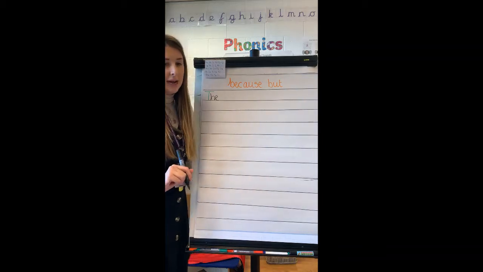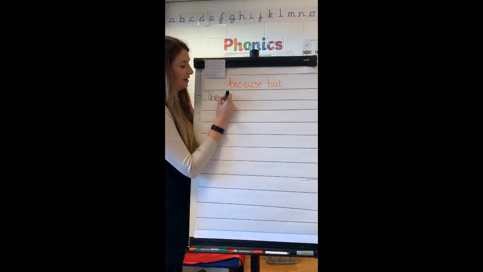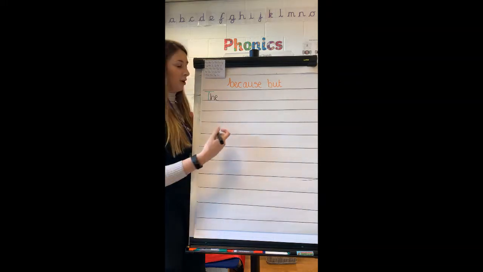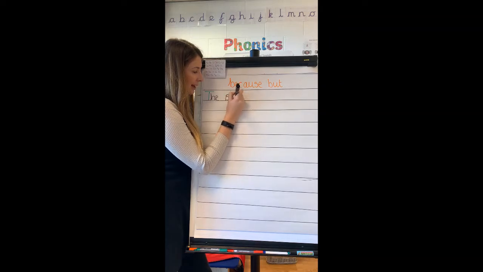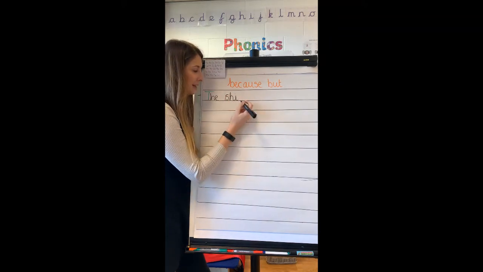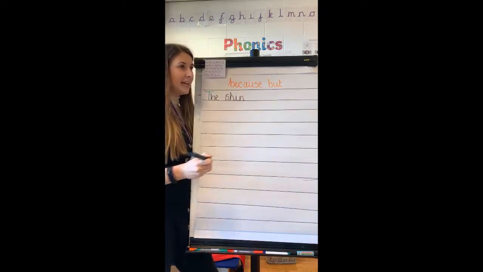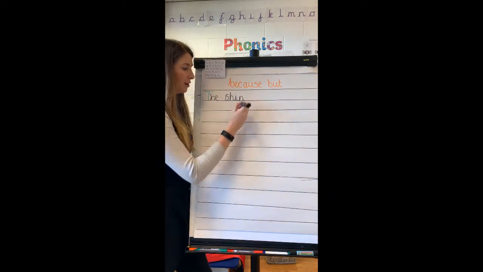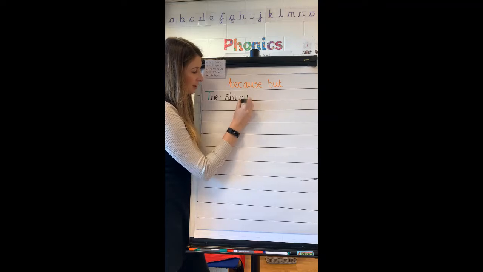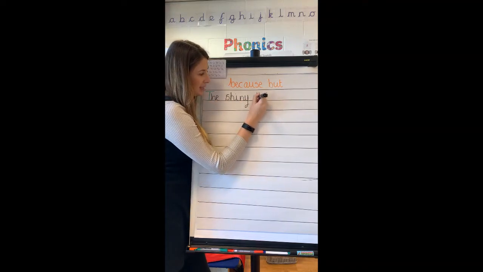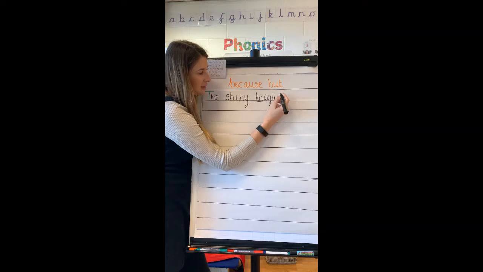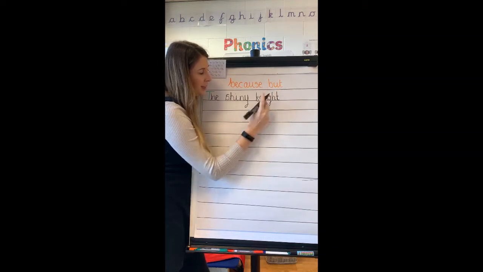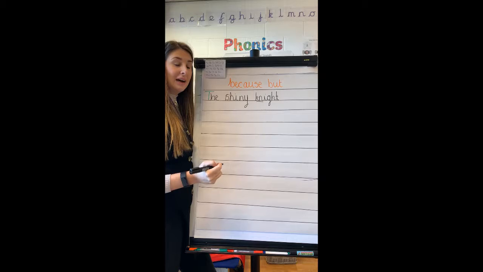So I'm going to write the shiny knight because he's got shiny body armour on. Making the I sound there. E on the end of a word is always a Y. Well done. The shiny knight. Now yesterday we talked about how knight has a funny spelling with the sound at the beginning. It's got a silent K. And don't forget, it's one of our speed words this week, so you can double check how to spell it.